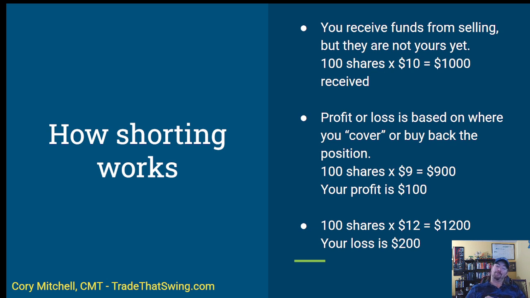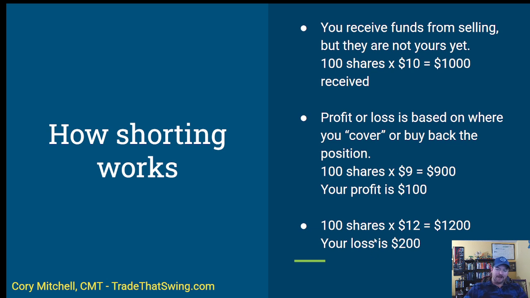Let's say the price goes up instead of going down. And now you don't like the trade anymore, you're losing money, you decide to exit at $12. You have to buy, you're buying 100 shares at $12. It's going to cost you $1,200. You only received $1,000 initially, so the difference is you're down $200. You bought it for $1,200, you sold it for $1,000.